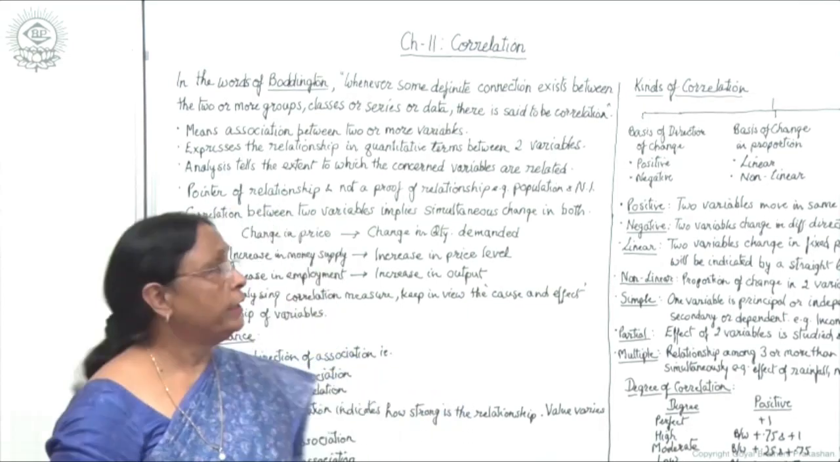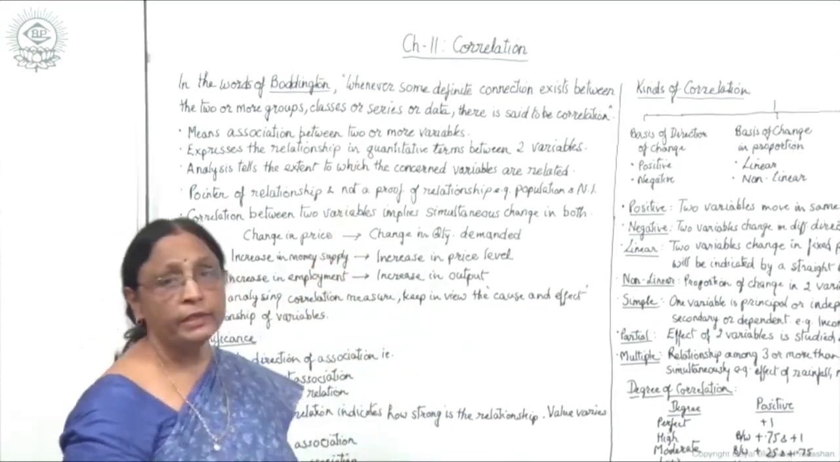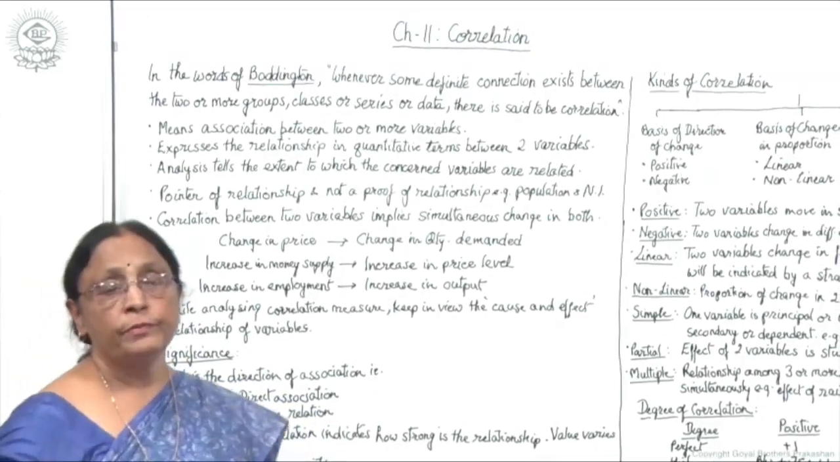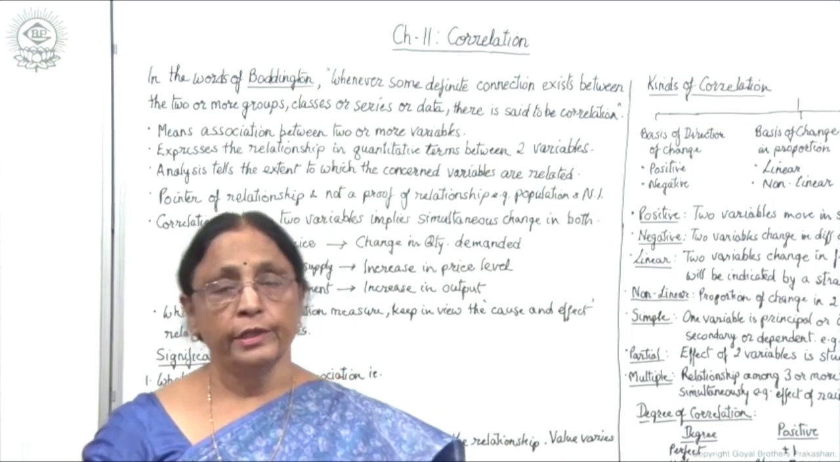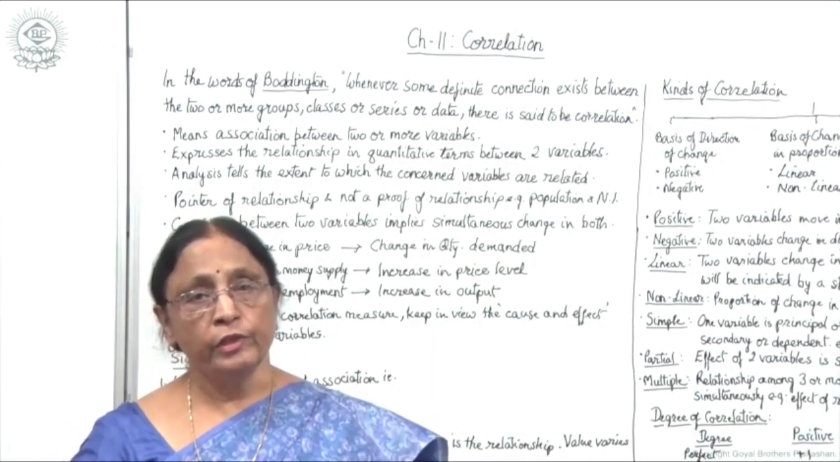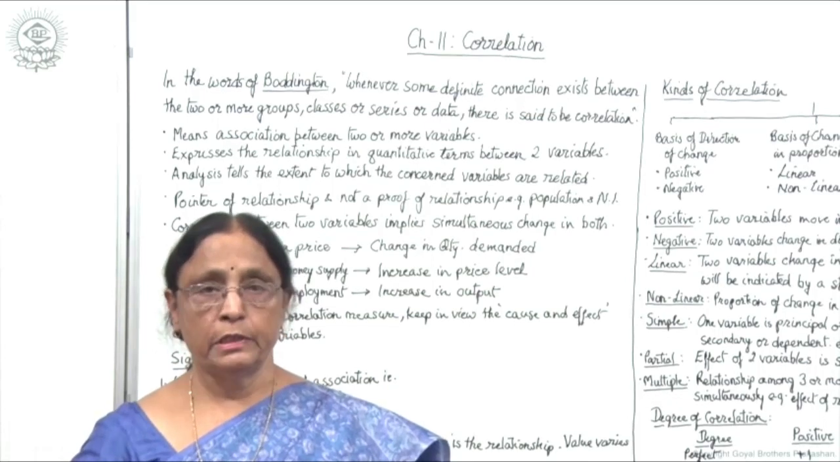Today we will be learning chapter number 11, that is correlation. Now, what is meant by correlation? It is another measure of finding out the relationship between the variables.